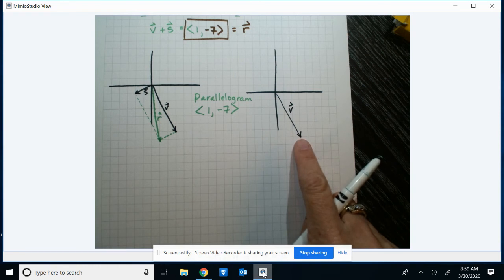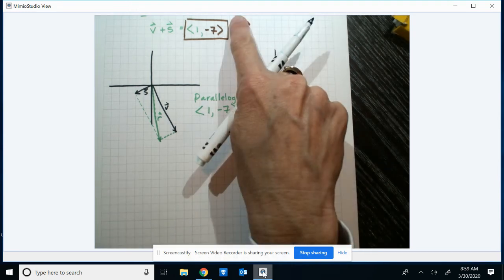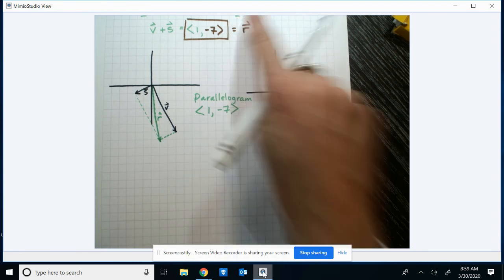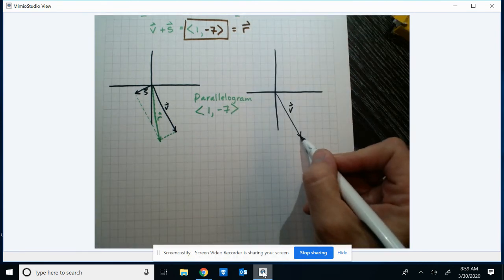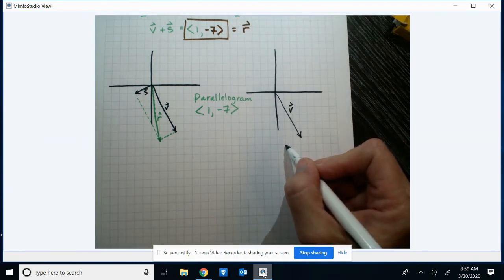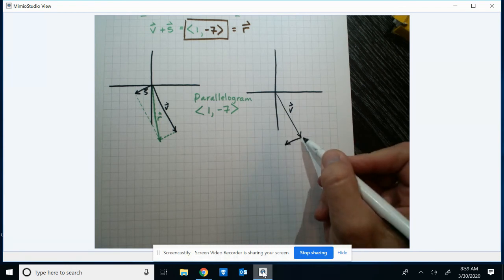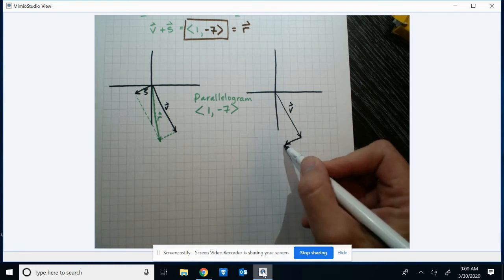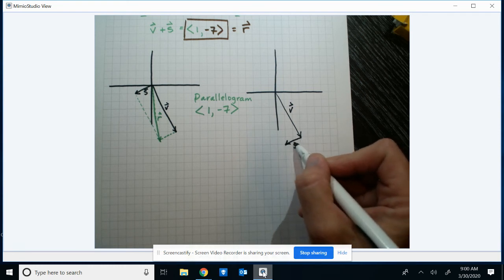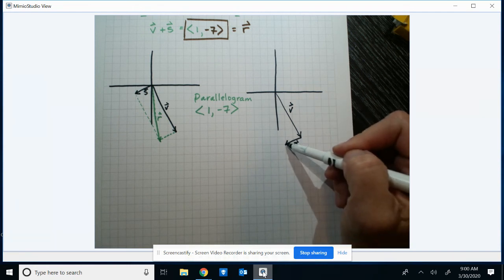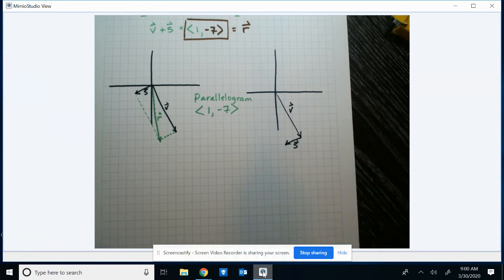I'm going to start from here, pretend like this is my origin, and just add on vector s on the tail. So on s, I'm to move to the left 2 and down 1. So from here, go to the left 2 and down 1, and I would end right here. So on the tip of my first vector, I just started the next vector, vector s. Wherever this vector ends is going to be your resultant vector.